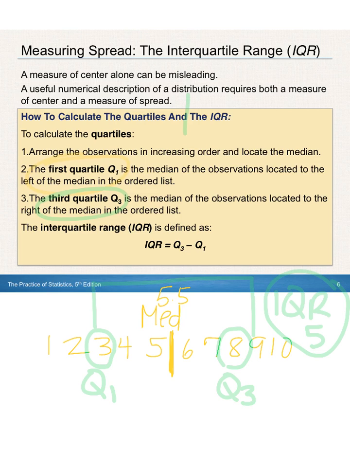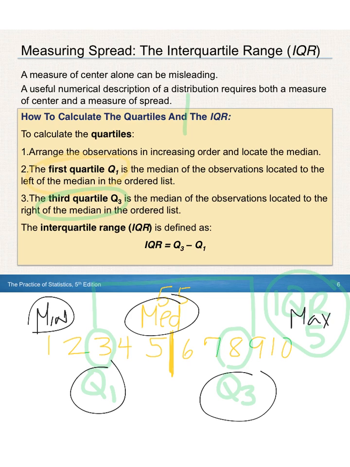The 5 numbers, by the way, come from the minimum and the maximum. So the minimum, your Q1, your median, your Q3, and your maximum, those are your 5 numbers. And with that, we can do a lot of work, including creating box plots.